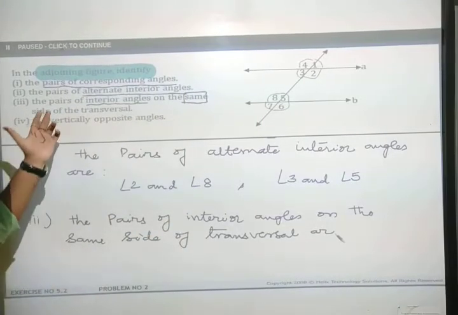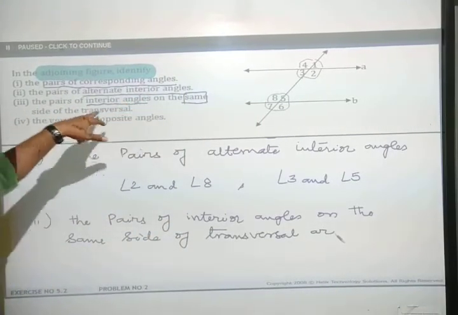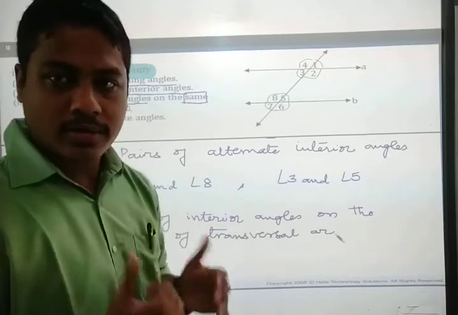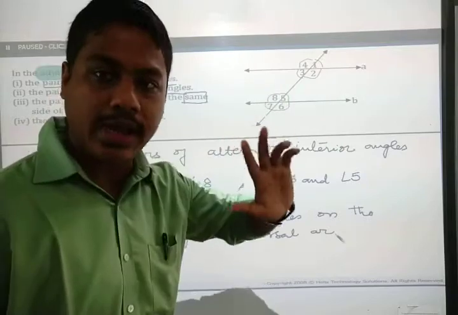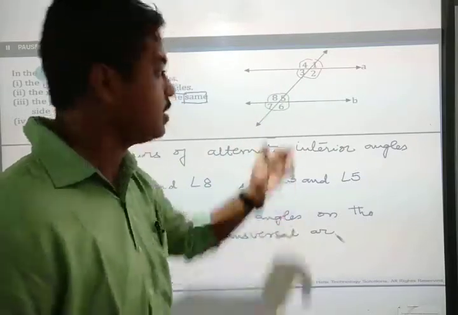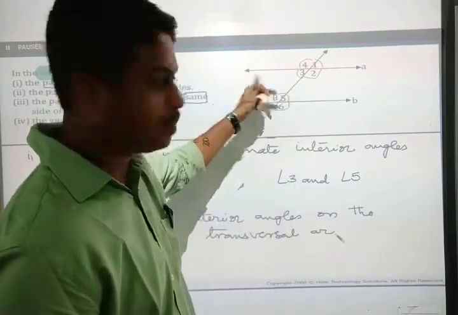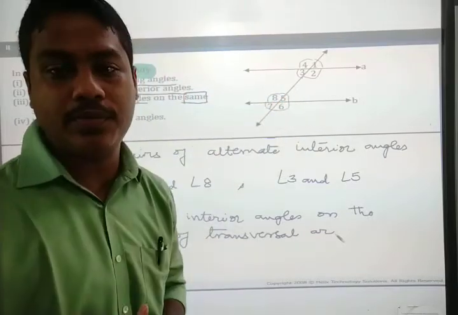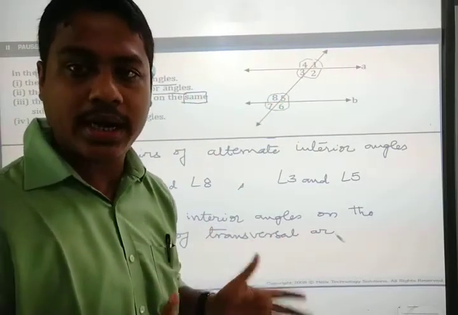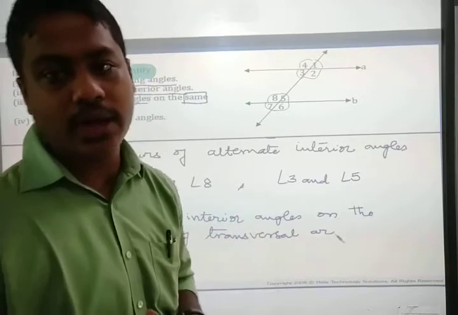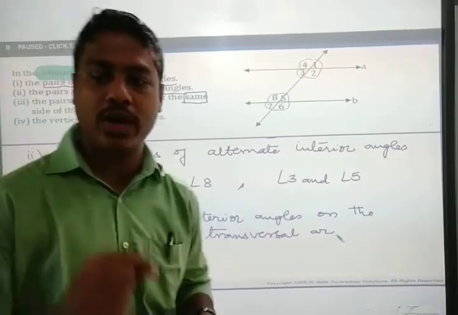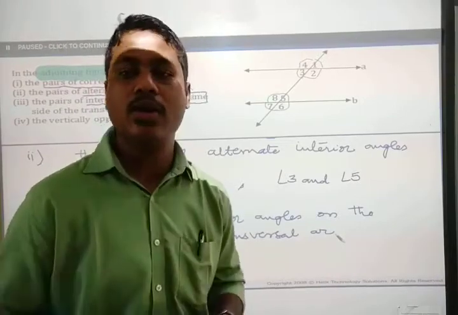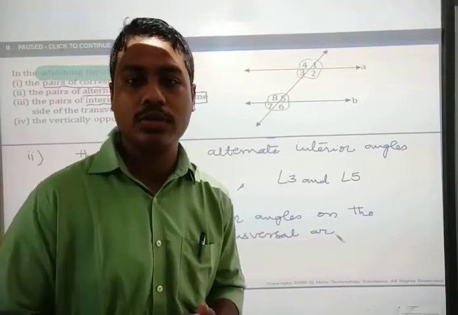Next we move to the pairs of interior angles on the same side of the transversal. This we have done in the last question also. On the same side of the transversal, we have to write the interior angles: angle 3 and angle 8, angle 2 and angle 5. So these are the pairs of interior angles on the same side of the transversal. Okay, so question number 4 is homework for you. The vertically opposite angles, you have to write by yourself. So that one you need to try by yourself.